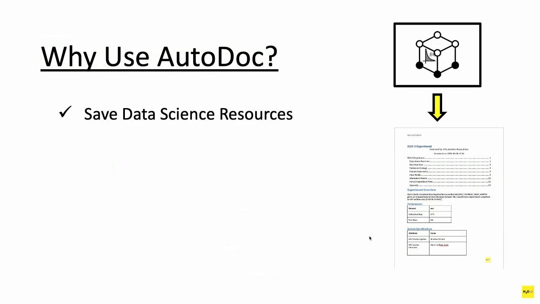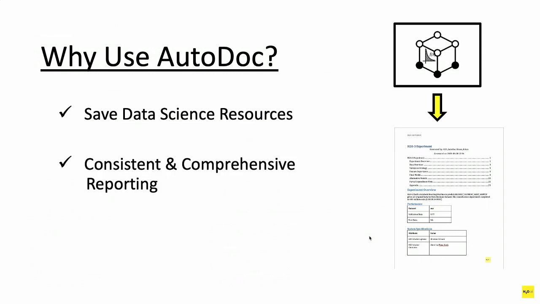So in summary, the takeaway points are, the AutoDoc should save you quite a bit of time, whether you're the model developer or you're managing a data science team. The reporting that you are going to get is going to be consistent and comprehensive. And what I mean by that is that each report is going to be using the same type of calculations. You don't have to worry that maybe a metric was calculated differently between your data scientists.